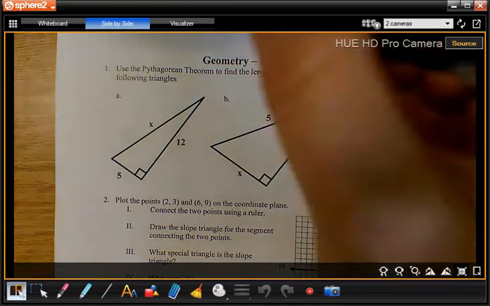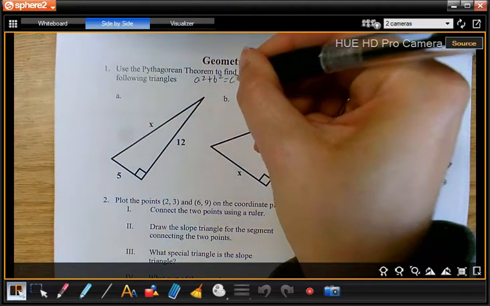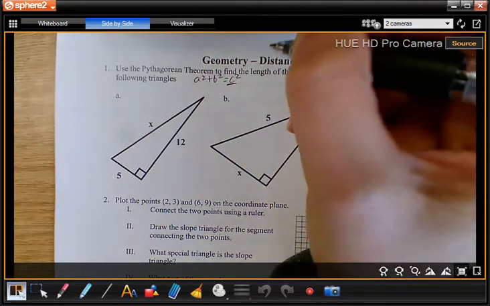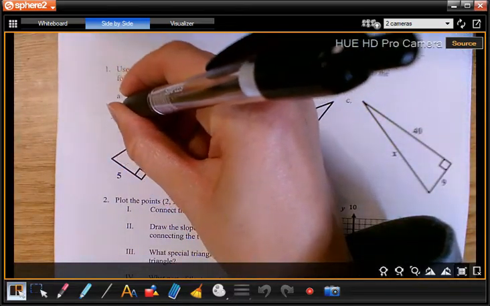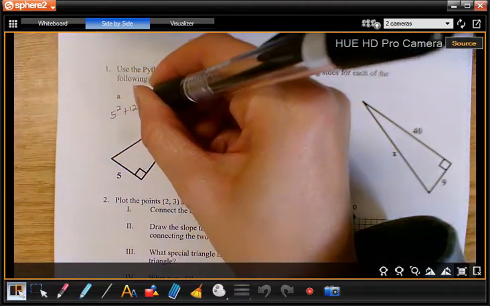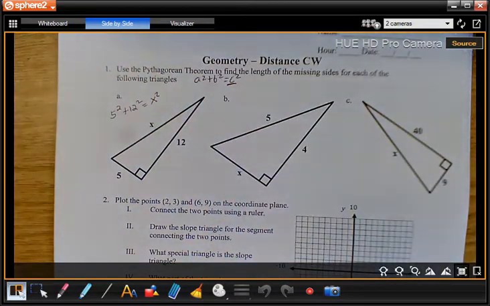And remember, Pythagorean theorem is a squared plus b squared equals c squared. Remember, c stands for the hypotenuse across from 90 degrees. So for A, it's going to be 5 squared plus 12 squared equals x squared. So you can just simply put that in your calculator. Desmos is a great place to do that.